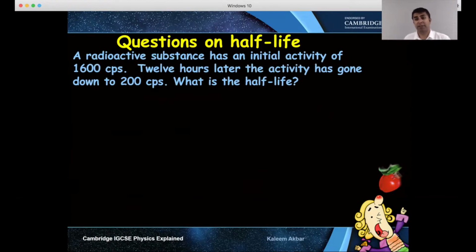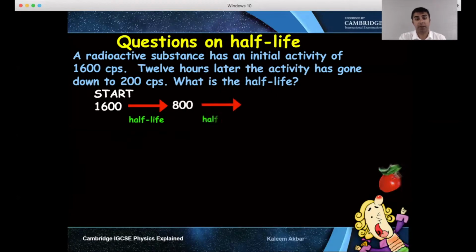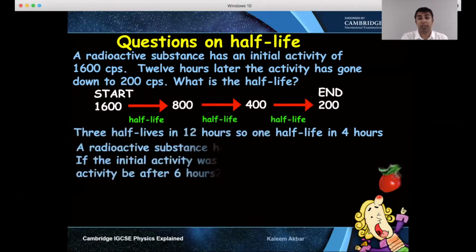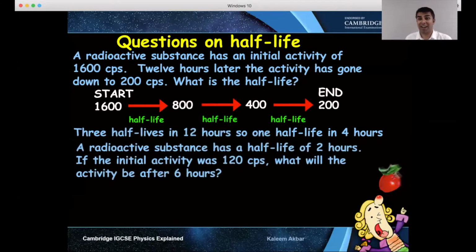So what's the half-life? Well, it took 12 hours to do this, and we've halved it 3 times. That basically means that each half-life was 4 hours. Why? 1600 halved once, 800. 800 halved again, 400. 400 halved again, 200. That'll be 4 hours, 8 hours, and 12 hours. The half-life is 4 hours, 12 hours divided by 3.